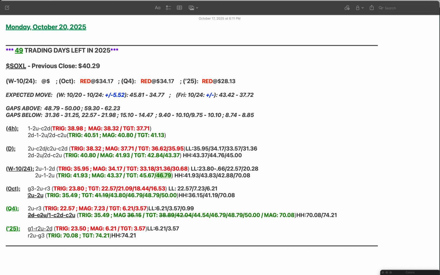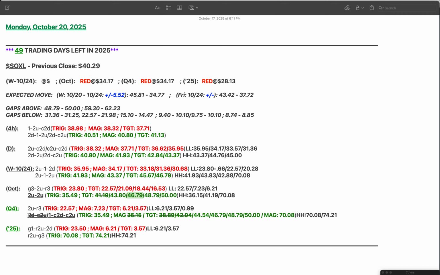All right. On the month, we talked about how we triggered the 2 up at 35.49. So as long as we're above that level, we're still in force. We've hit that first target of 41.19, looking for that 43.80. If we hit that, next target on the inline would be 46.79.